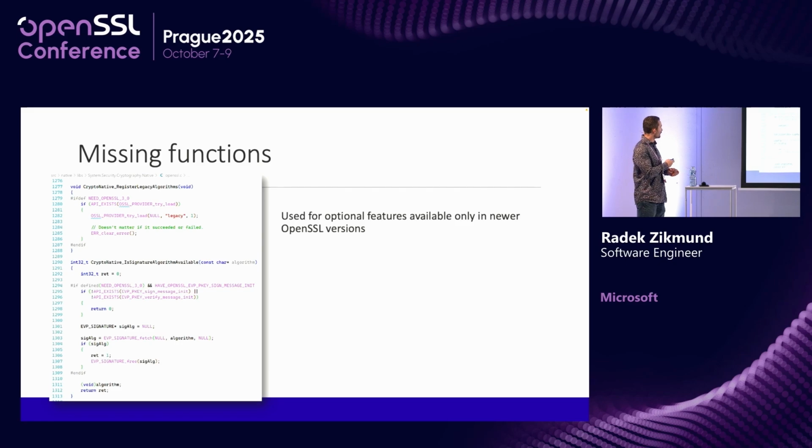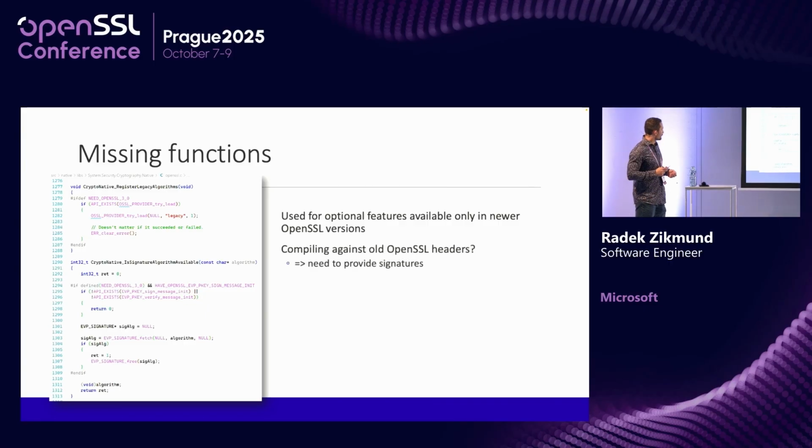And if we figure out that this function was not loaded from the shared object, it probably means that we are running some older version of the library where we don't have to do anything to get access to those older algorithms. So this is one of the examples where this plays to hand.